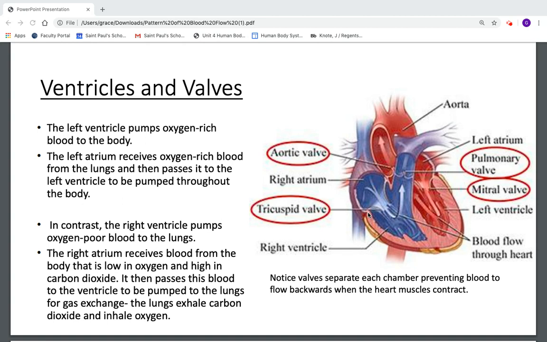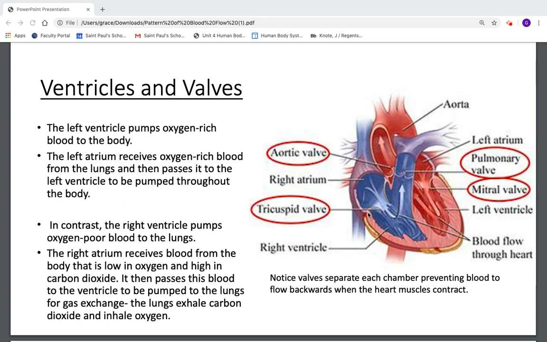Notice in the diagram, the walls of the ventricles are thicker than that of the atria. This is because the ventricles must be stronger pumps, as they are responsible for pumping blood either to the lungs or throughout the body. So they have thicker muscular walls, which allows them to generate enough force for blood to be pumped either to the lungs or throughout the whole body.